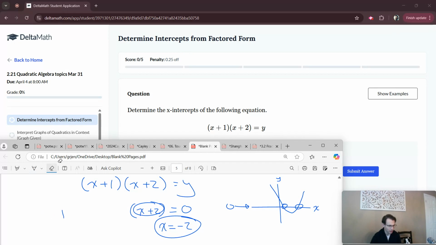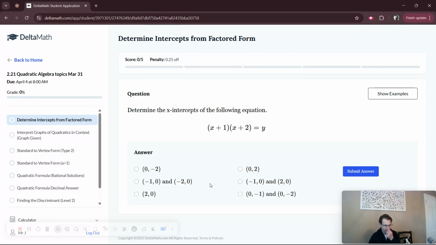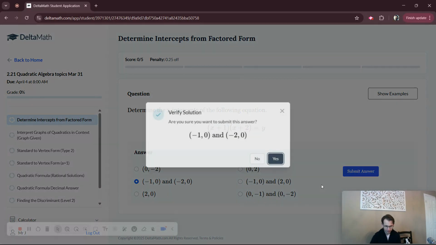Let's write that another way. I kind of wish that these were written the other way: 1 plus x equals 0. So minus 1 plus 1 equals 0. x is minus 1. All right, so those are the two answers, and those happen at minus 1, 0 and minus 2, 0. Okay, that's how you do them. So there it is.